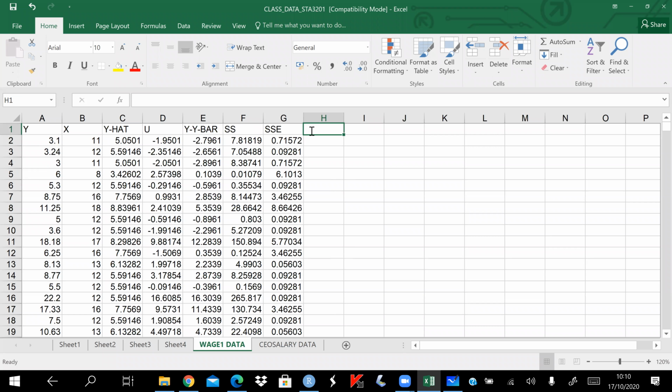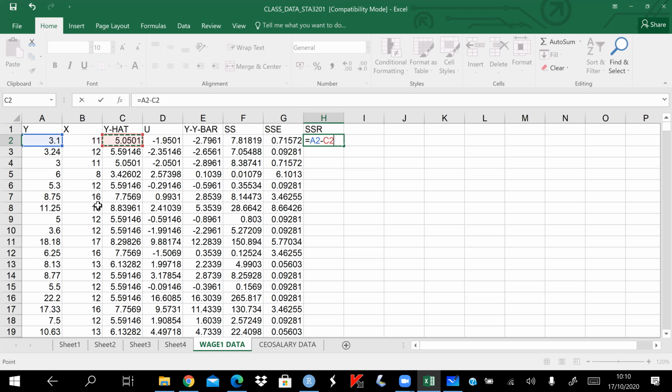So let me have it here, SSR, residual. The residual sum of squares is given by: you take your value of y, that is your original data, minus the predicted value of y. That gives you the residual. Then I need to have it squared.